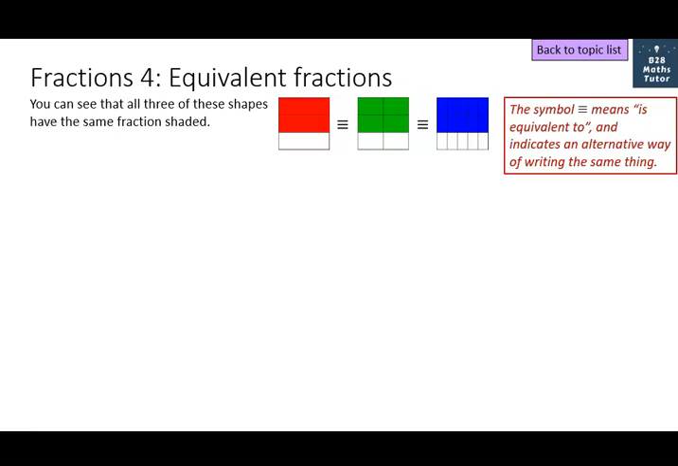So in the red one, we've got three equal sections, two of them are shaded, so that is 2/3 of the shape. On the green one, we've got 6 equal sections and 4 of them are shaded, so that's 4/6. And on the blue one, we've got 15 equal sections and 10 of them are shaded, so that's 10/15. So 2/3, 4/6, and 10/15 are all essentially the same fraction. They are equivalent fractions.